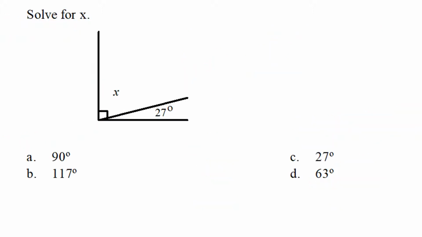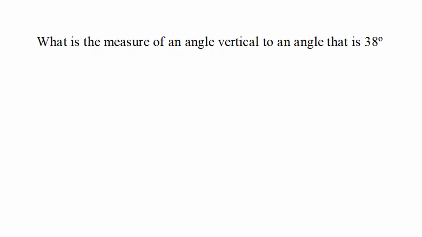Solve for x. That's 90 degrees. So 90 minus 27 is 63. Okay. What is the measure of an angle vertical to 38 degrees? Well, if this is 38 degrees, the one vertical to that is also 38 degrees. So the answer is 38 degrees.